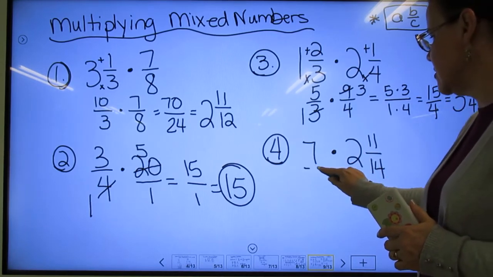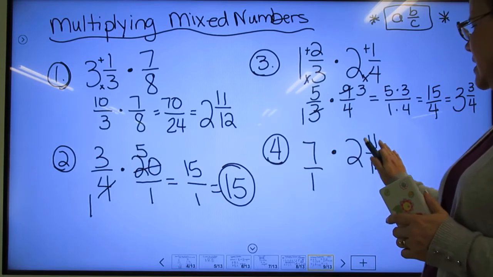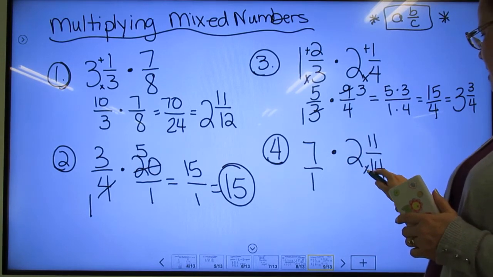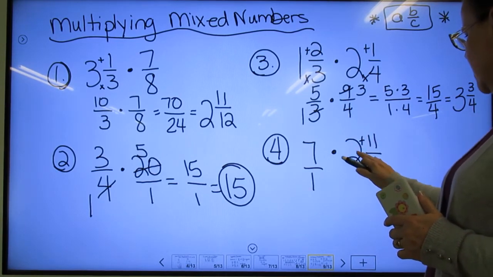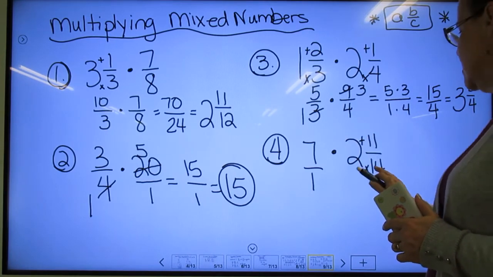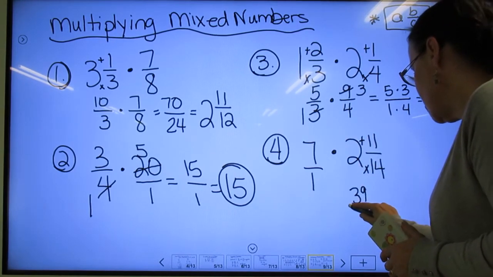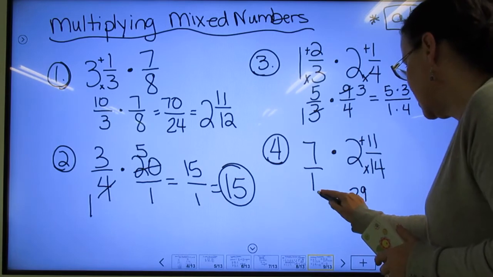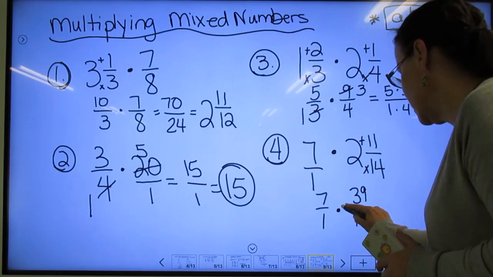So over here, I'm just going to put this over 1. However, this is a mixed number. I'm going to times and add. I get 28 plus 11 is 39 over 14. And I get 7 over 1.